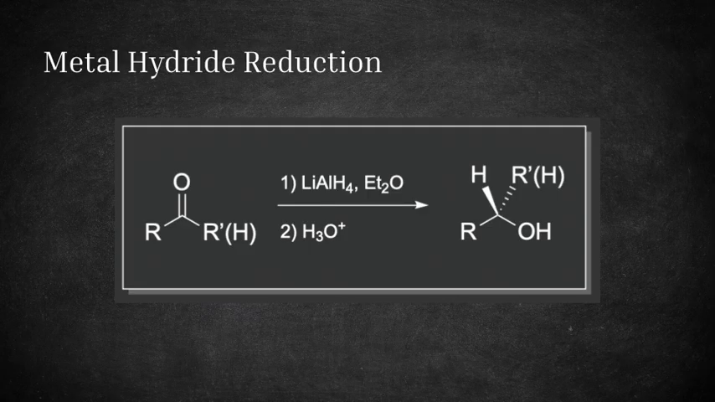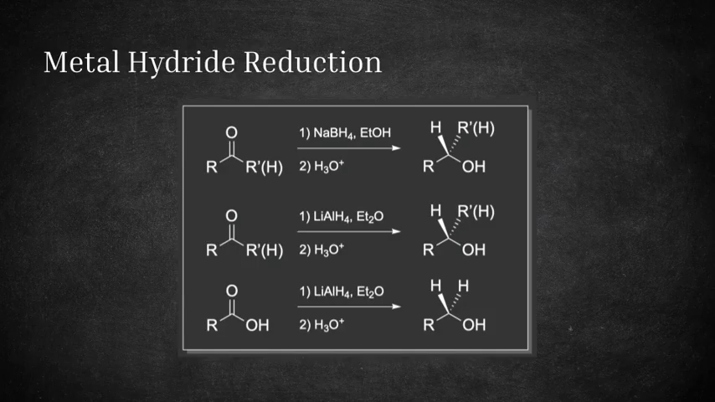The second reaction used for metal hydride reductions involves reacting a carbonyl of an aldehyde or a ketone with lithium aluminum hydride, LiAlH4, in diethyl ether, followed by an acid hydrolysis in the second step. The reaction mechanism for this reduction follows an analogous method to the sodium borohydride reduction, so we won't cover the mechanism in this video. Both NaBH4 and LiAlH4 are capable of reducing aldehydes and ketones to their corresponding primary and secondary alcohols.